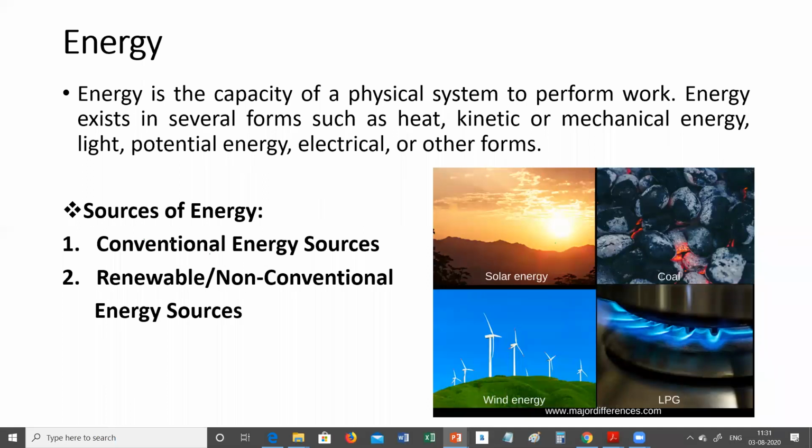So energy can be defined as what? Energy is the capacity of a physical system to perform work. Means what? If you want to do any physical work, you require energy. That is the meaning of that sentence. And energy exists in several forms, such as heat, kinetic or mechanical energy, light, potential energy, electrical or other forms.